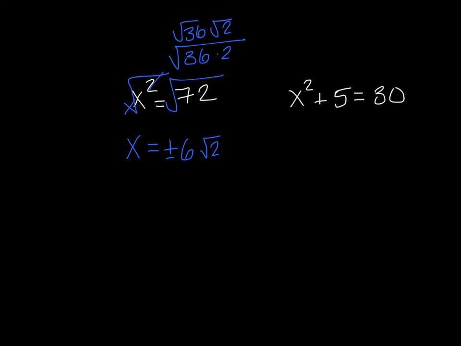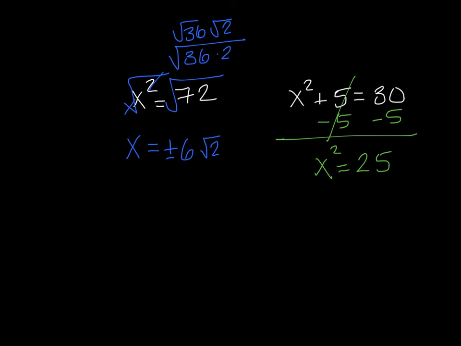So then our last example here is this x squared plus 5 equals 30. Before I square root both sides, I need to get the x squared by itself. So I'm going to subtract 5 from both sides. Now when I do that, I get x squared equals 25.